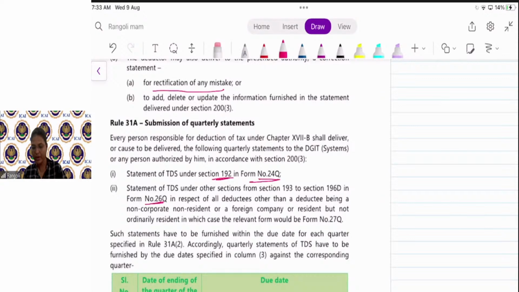Due date for filing TDS return. The TDS return is required to be filed quarterly. So the first quarter is April, May, June. Return filing is up to 31st July. Or no, you can rectify a return at any time, Madhav.